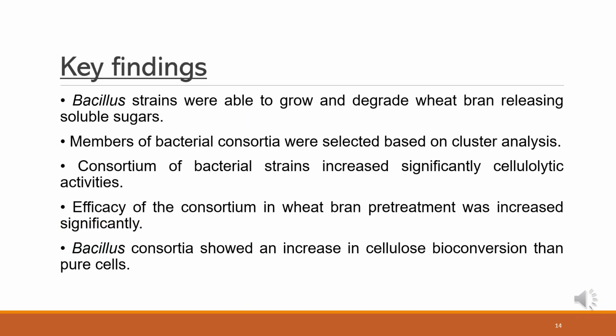We draw some important highlights from our research. The Bacillus strains were able to grow and degrade wheat bran, releasing soluble sugars. The members of the bacterial consortia were selected based on the cluster analysis. Consortia of bacterial strains significantly increased cellulolytic activities. The efficacy of the consortium in wheat bran pretreatment increased significantly, and Bacillus consortia show an increase in cellulose bioconversion compared to monocultures.